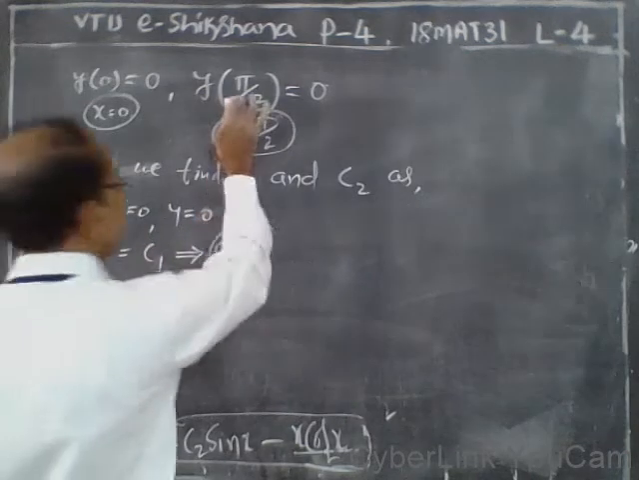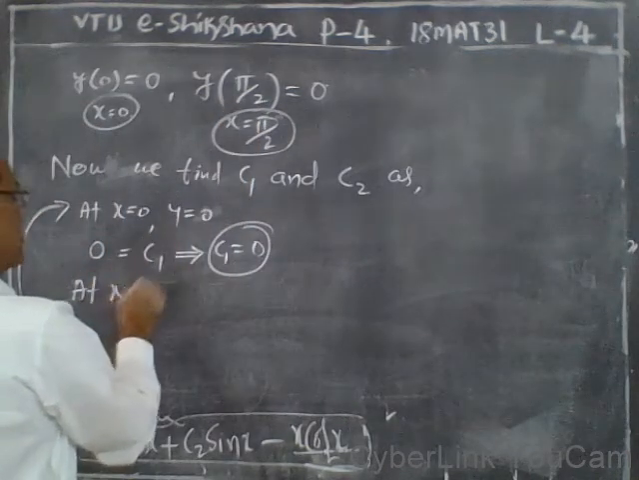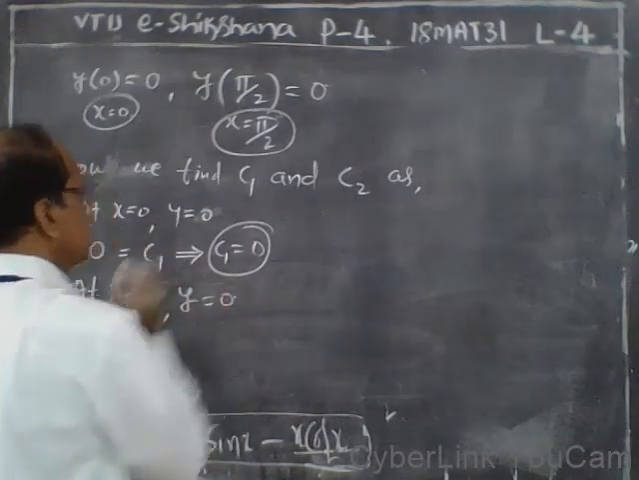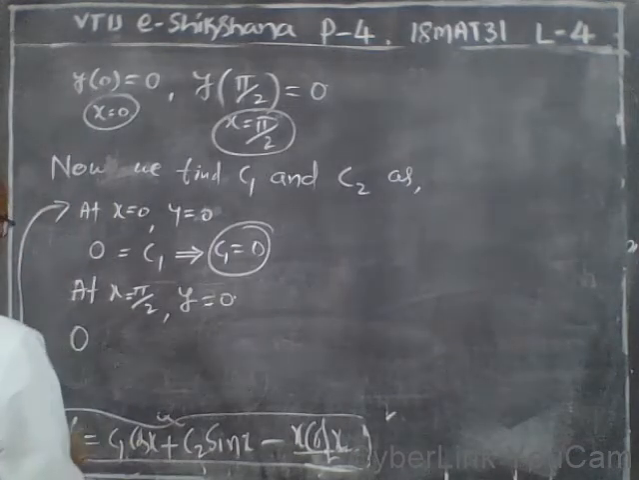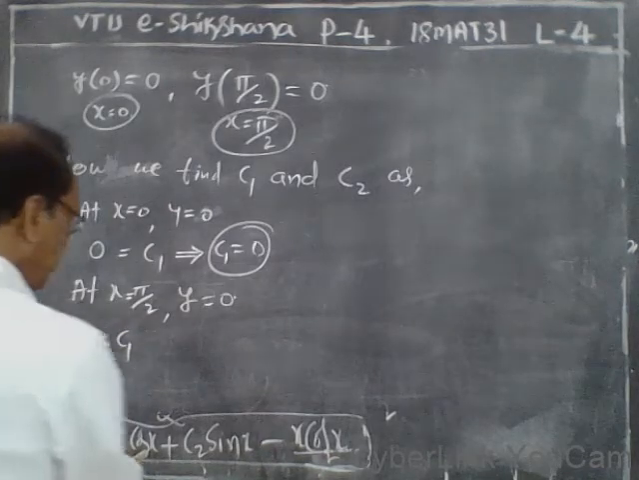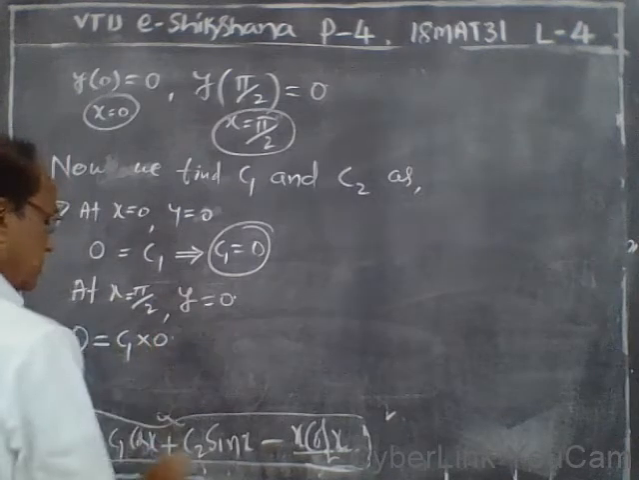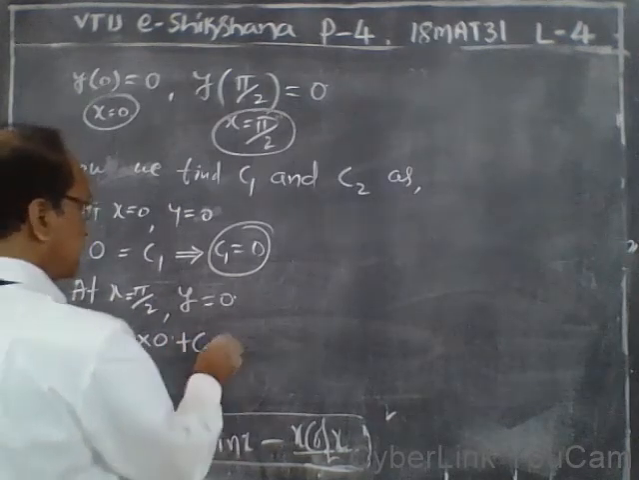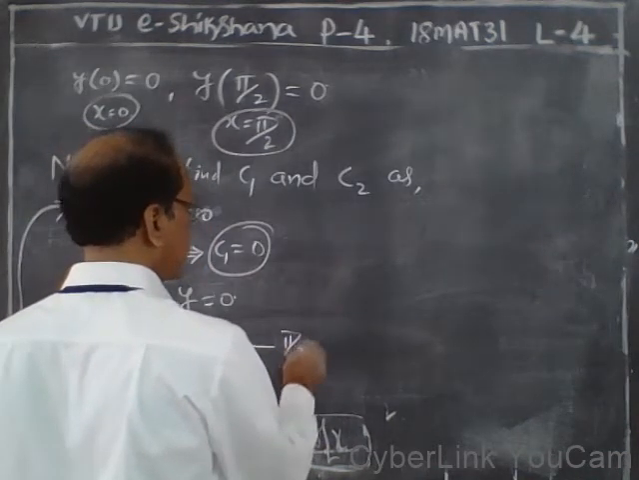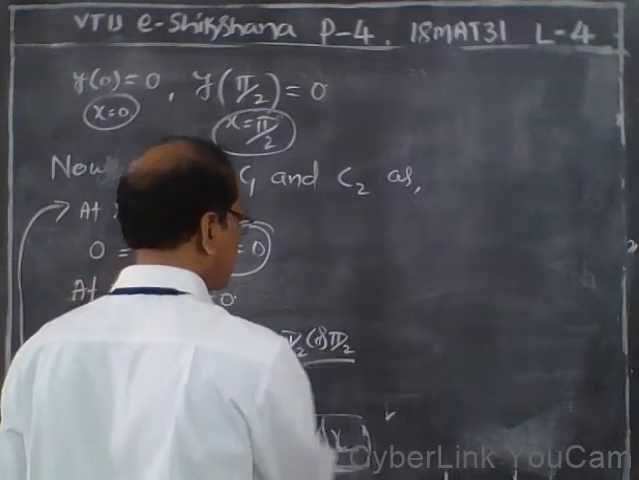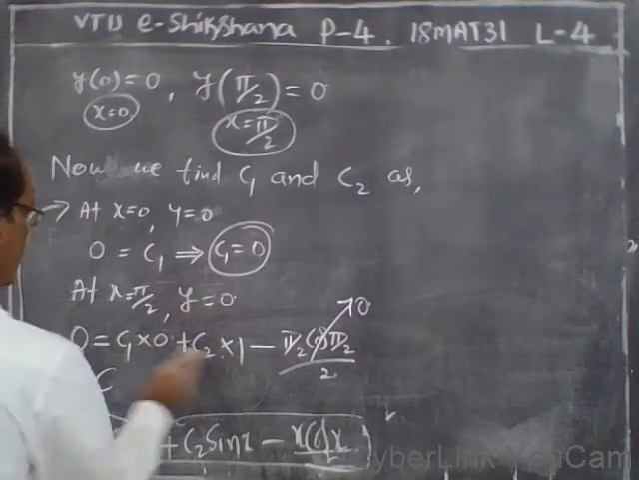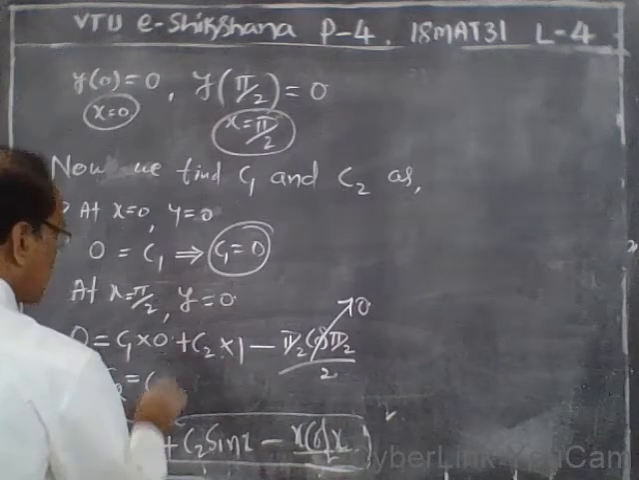Now, the second initial condition we have to use, at x equal to pi by 2, and y is equal to 0. Left side is 0, then equal to c1 cos 90, whereas cos 90 is 0, plus c2, and sin 90 is 1, and cos 90 is 0 again, minus pi by 2 into cos of pi by 2 divided by 2. Cos 90 is 0. Here we calculate c2 into 1. That is, c2 is also 0.